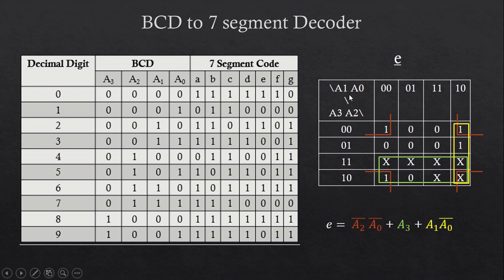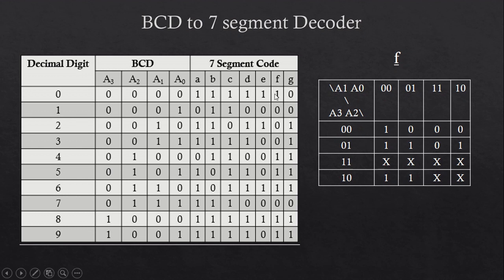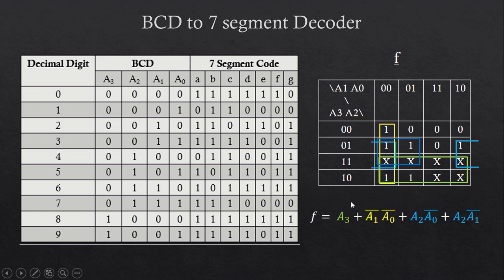For F, we have 1000, 1110, 11. We perform this grouping and obtain the expression F equals A3 or A1 bar A0 bar or A2 A0 bar or A2 A1 bar.